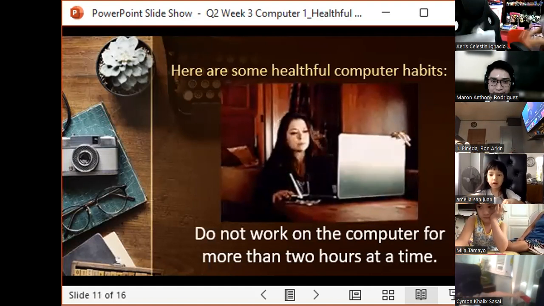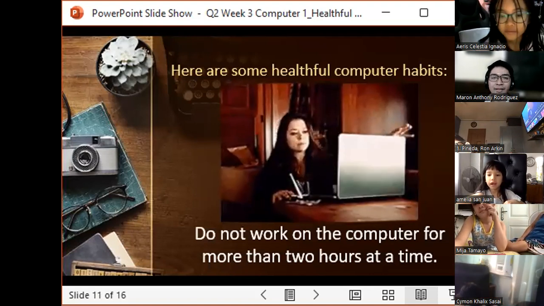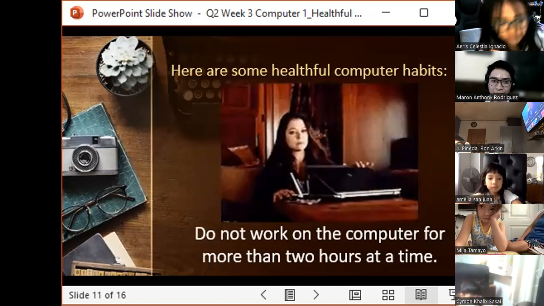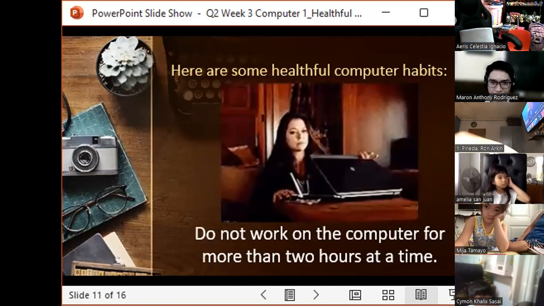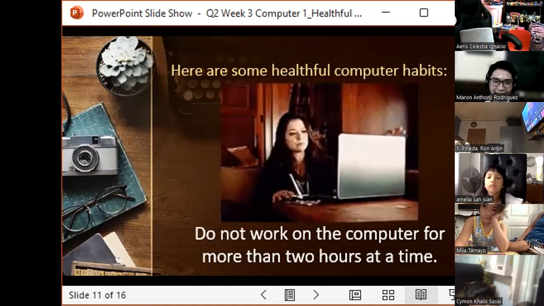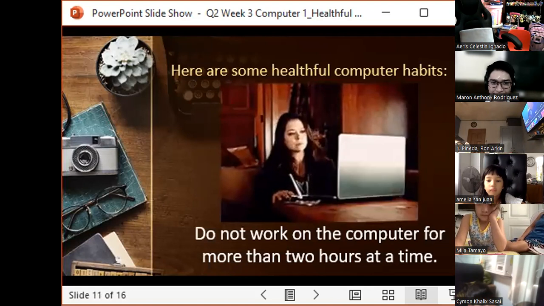Do not work on the computer for more than 2 hours at a time. Teacher, can I go to the bathroom? Okay, yes, you may, Iris. So do not work on the computer for more than 2 hours at a time. Why? Because it might drain your body.